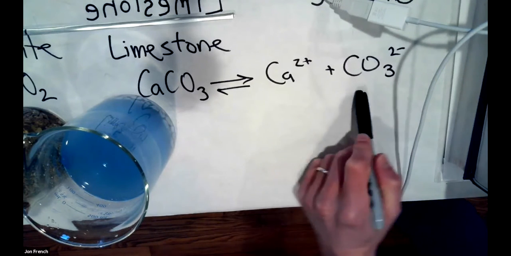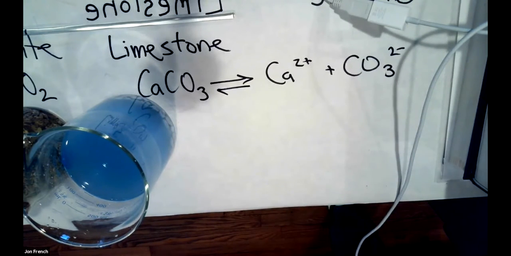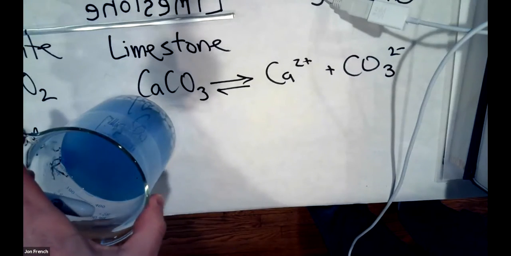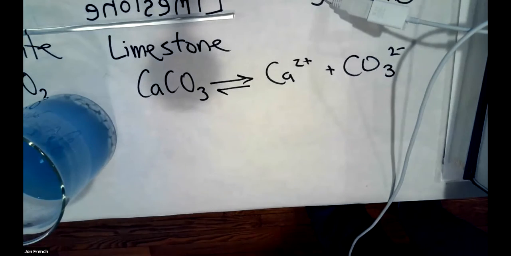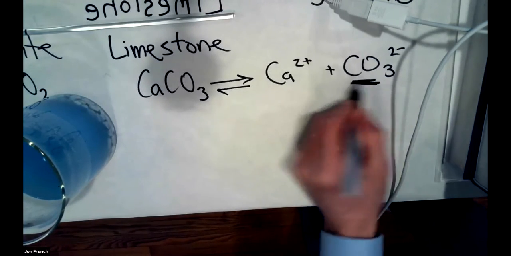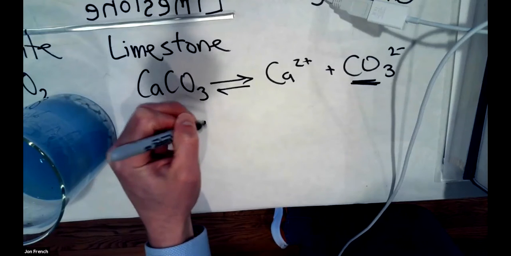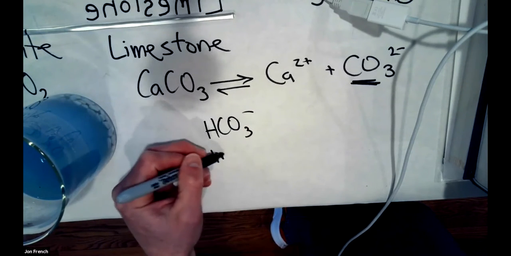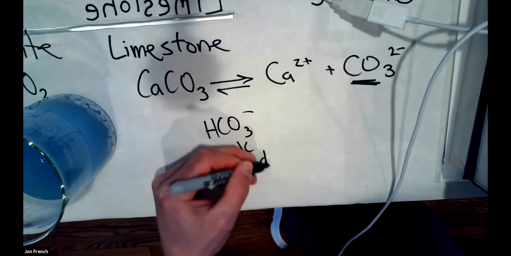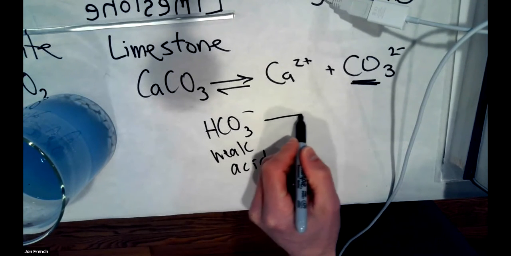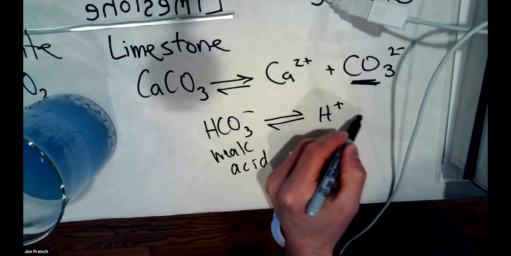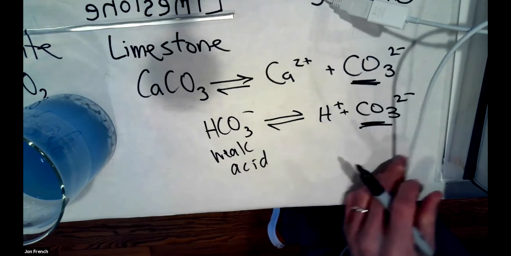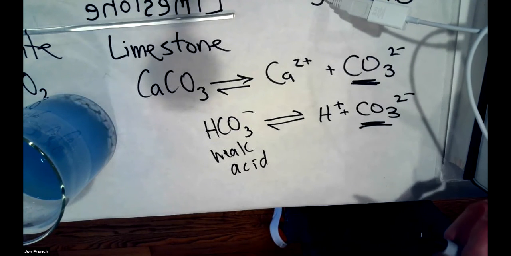So what about this is buffering? Why does this buffer our solution? Yeah, right. We've got carbonate. Carbonate is the conjugate base of bicarbonate, hydrogen carbonate. Hydrogen carbonate is a weak acid. Because this is a weak acid, that means the conjugate base of this, carbonate, the conjugate base of a weak acid, is going to behave like a base.